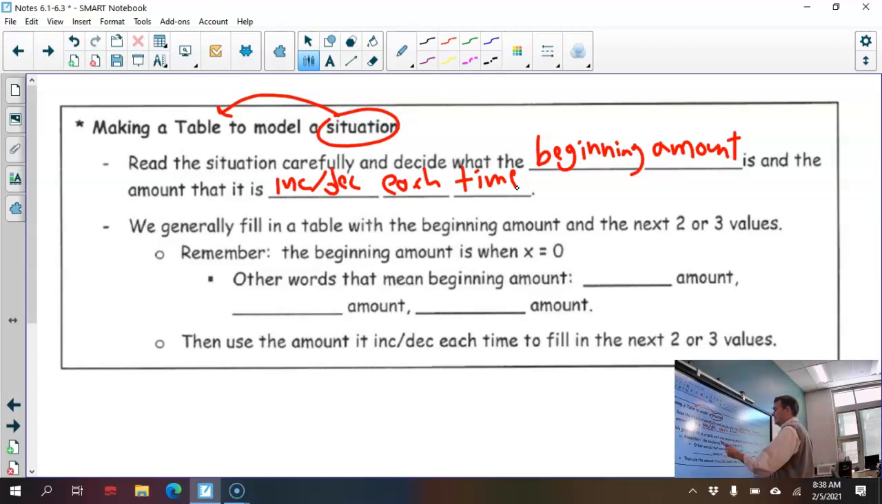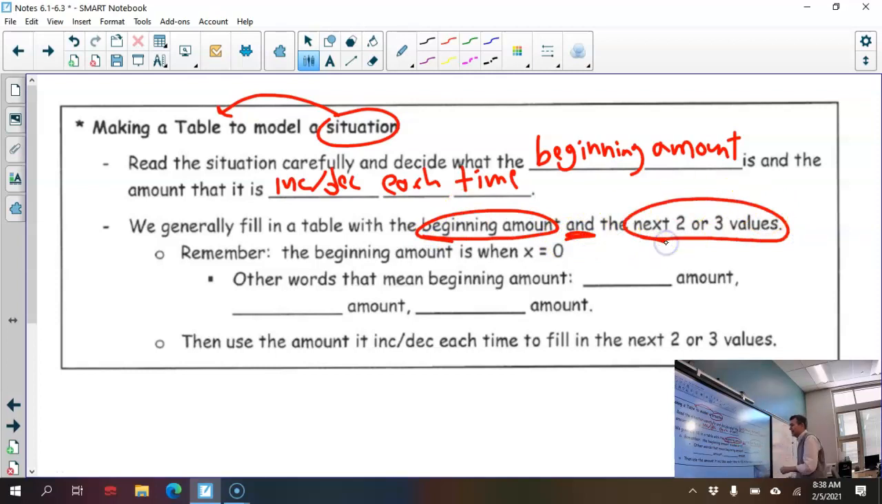Now, we generally fill in a table. So we're trying to make a table. And generally, we fill in a table with the beginning amount and the next 2 or 3 values. All right? We're going to do one of these in a second. Remember, the beginning amount is when x equals 0. So when we fill in the table, we'll have x equals 0, and then the y will be the beginning amount.